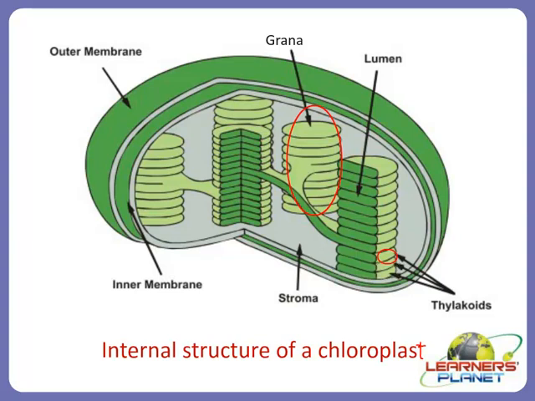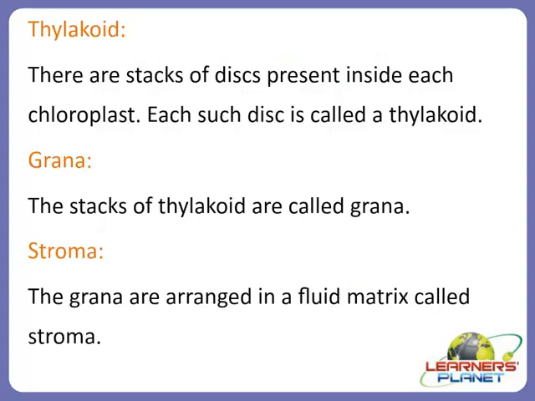I hope you are clear with this internal structure of the chloroplast. Let us revise again. There are stacks of discs present inside each chloroplast, and each such disc is called a thylakoid. Then the stacks of thylakoids are called grana, and the grana which are arranged in a fluid matrix is called stroma. So this is all about the internal structure of the chloroplast. And as you know, chlorophyll is a green pigment present in the chloroplast, which gives the plants green color.